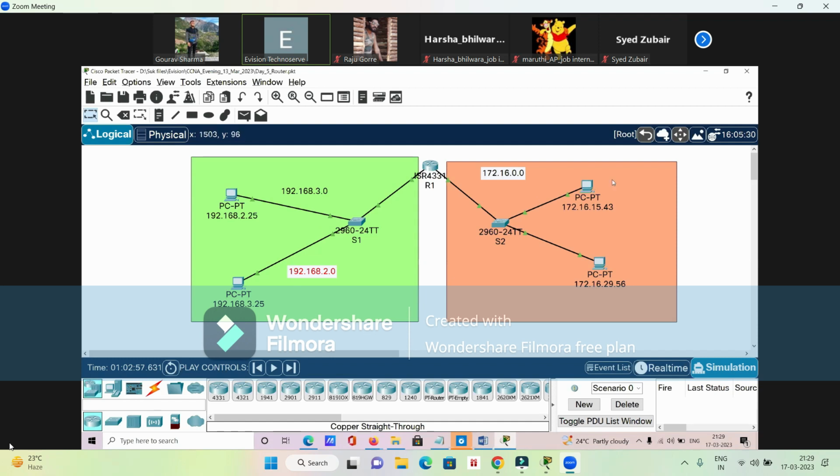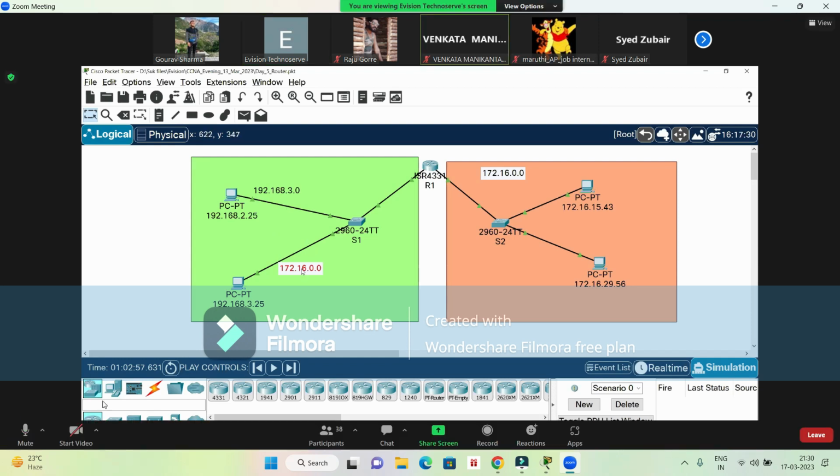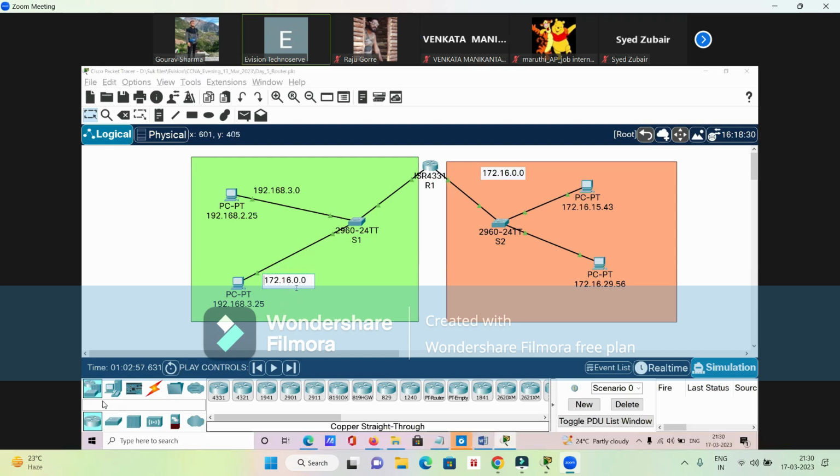Even though you're putting it with a different class, let us say 172.16.0.0, what is the harm in that? Ultimately, if they are in the same class, they are in different networks. If they are in different classes, they are in different networks. Got my point? Okay, so here is the solution. Don't consider that if they are in the same network, they are able to communicate with each other.